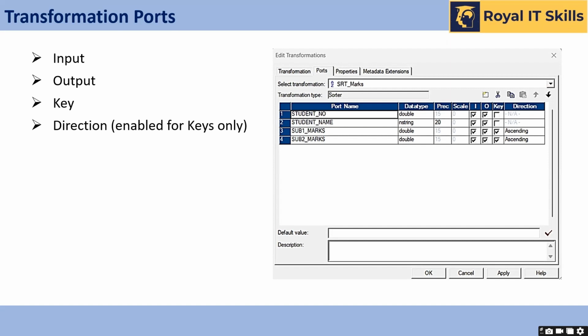Here, input port, output port, key port you already know. If you make any column a key, then you have to select the order, in which order you want to order by. It can be ascending order or descending order. For example, subject 1 marks, you select it as ascending order.